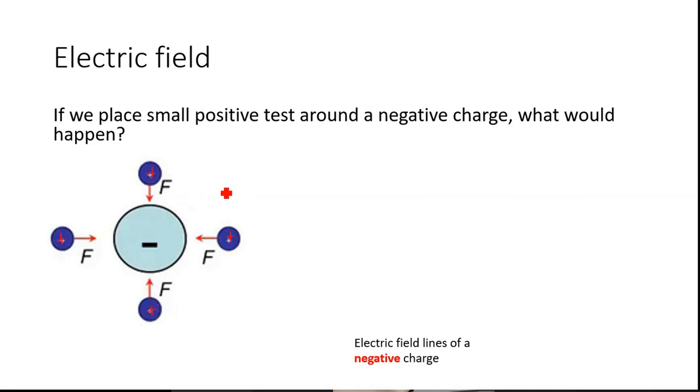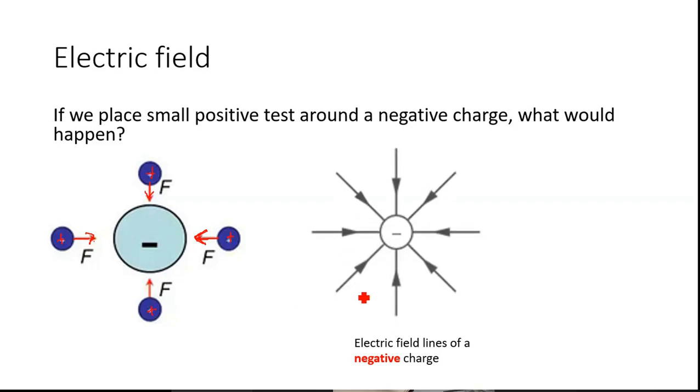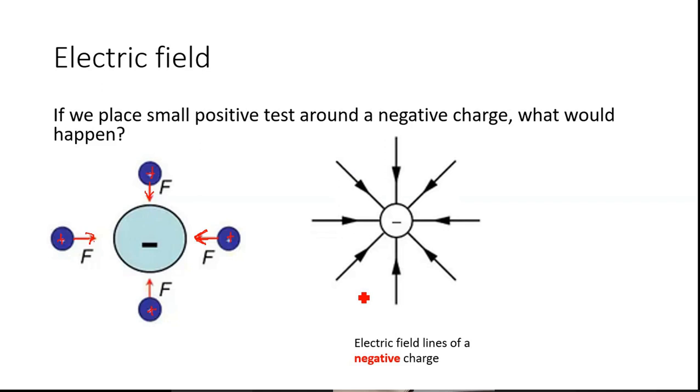So the direction of electric force will be from the positive to the negative. This is the direction of electric force, from positive to negative. So we can conclude the electric field lines of a negative charge will be like this. The electric field lines are directed toward a negative charge.